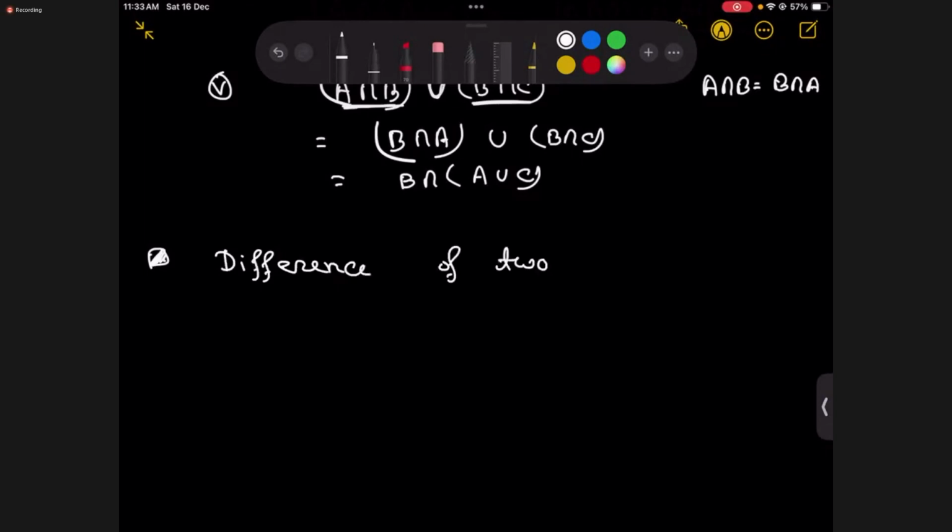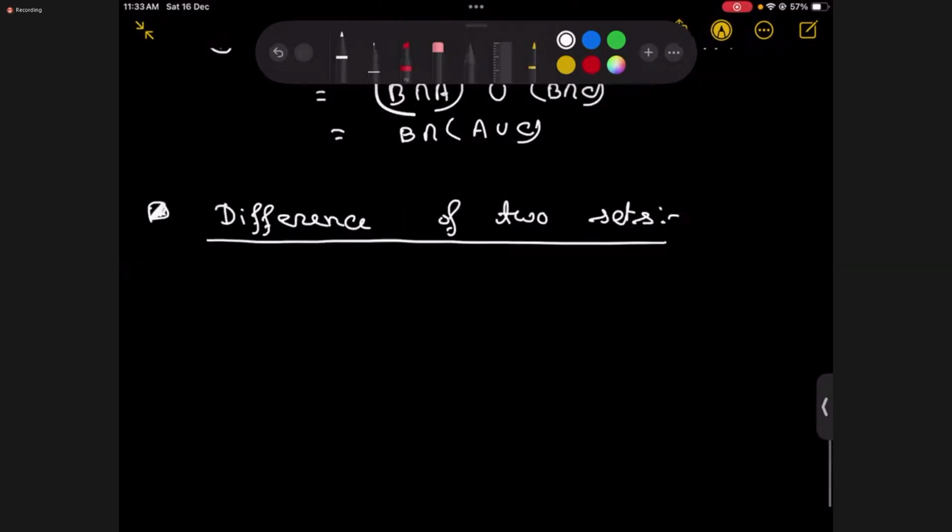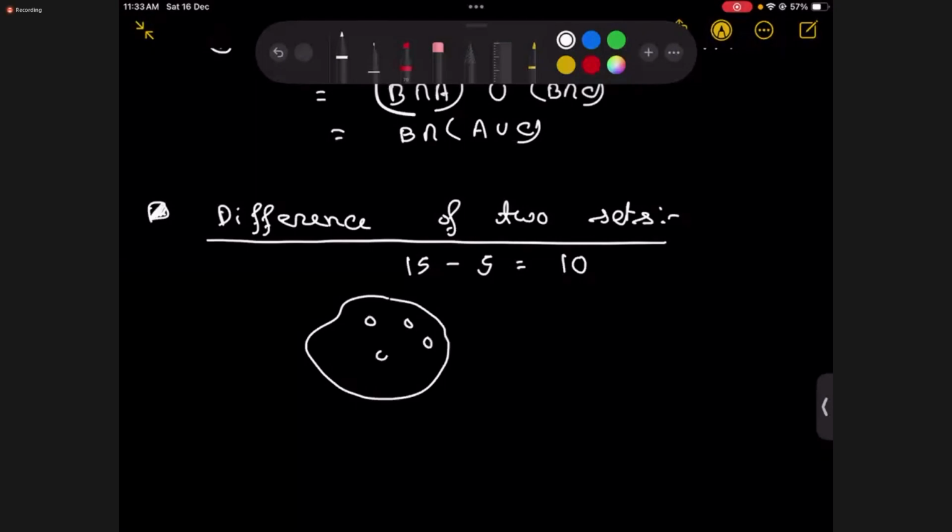Difference of two sets. So what do we understand by this term difference? Difference usually means that we are subtracting some element from some element. Like whenever we subtract 15 minus 5, we get 10. For this, we can take an example that there are 15 mangoes in a container.